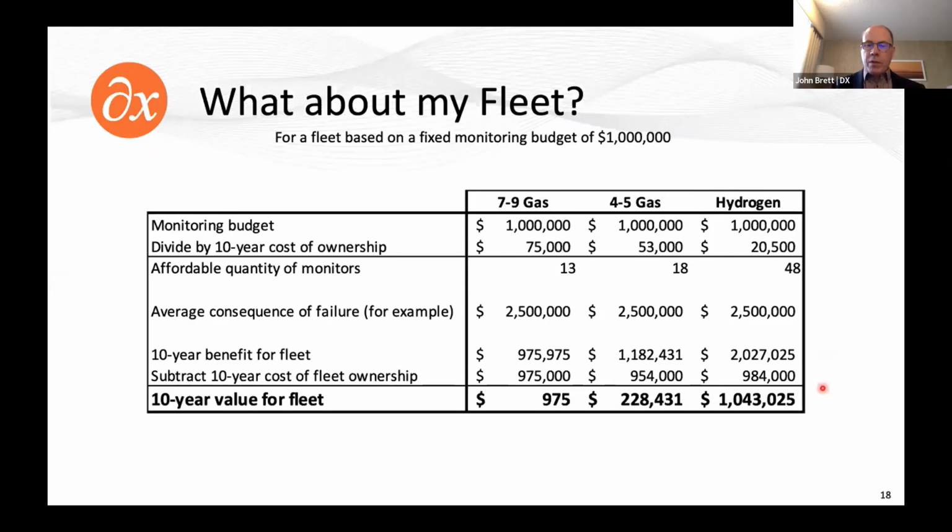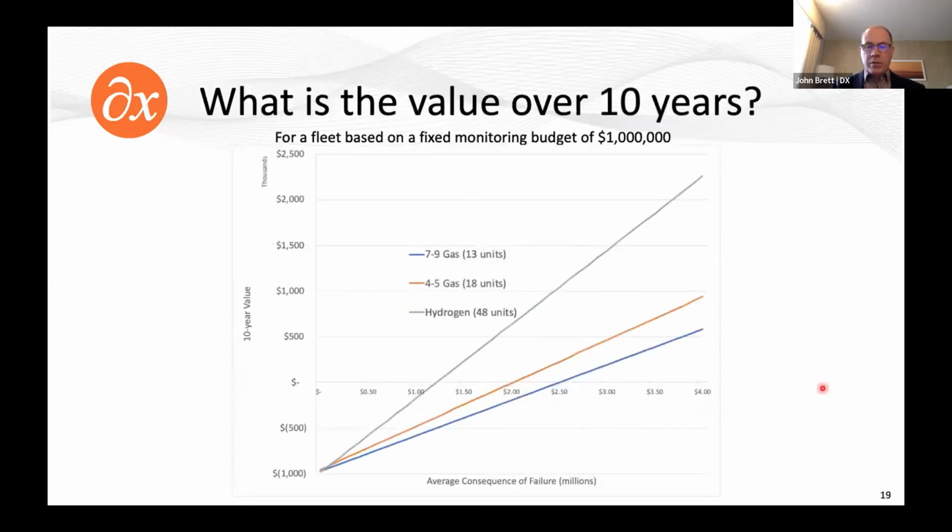Okay. And so what you really want to do then is, okay, what does that calculation look like as the consequence of failure rises? And you'll find in fixed budgets, depending on the mix of your fleet, it just may make sense to deploy hydrogen monitors across your whole fleet, because this is how the lines diverge. And this is the type of thinking that we encourage our customers to do as they go through this thought process.